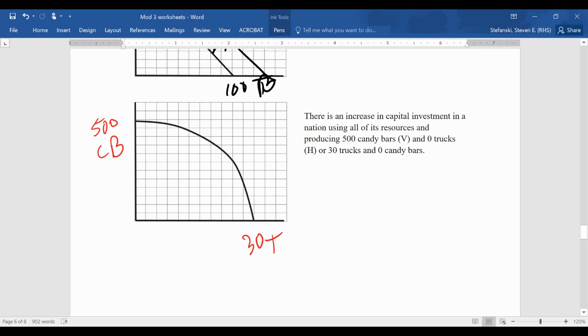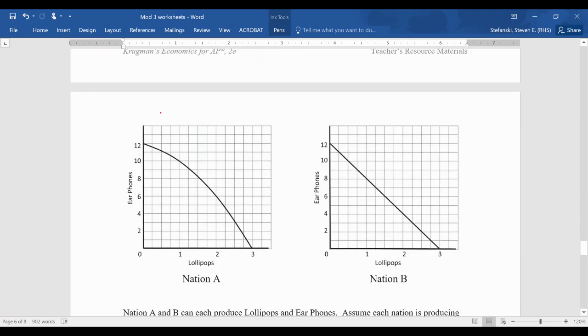And it says there's an increase in capital investment in our nation using all its resources and producing. So capital investment means that we're able to produce more capital goods, but by producing more capital goods, we're also going to be able to produce more consumer goods because there's more capital goods to produce consumer goods. So the whole curve will be shifting outward.